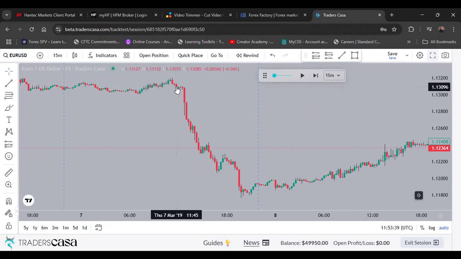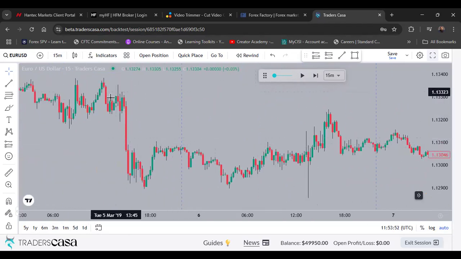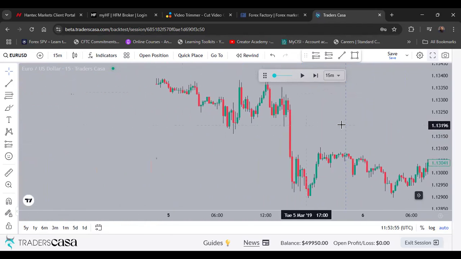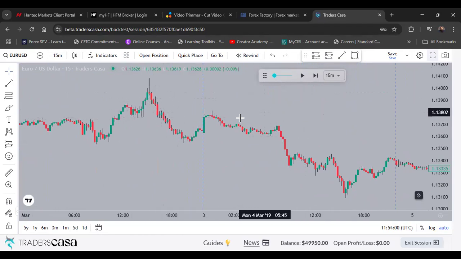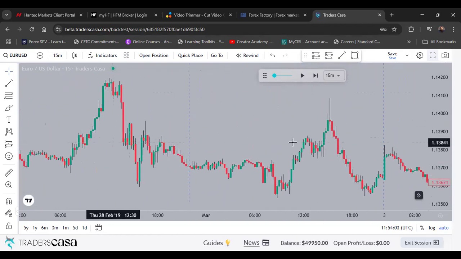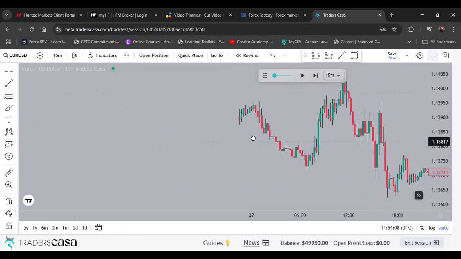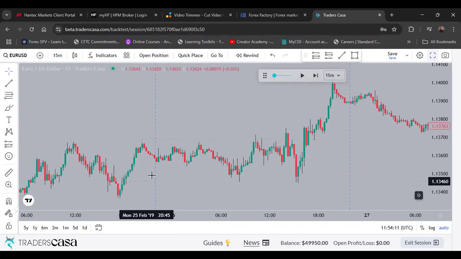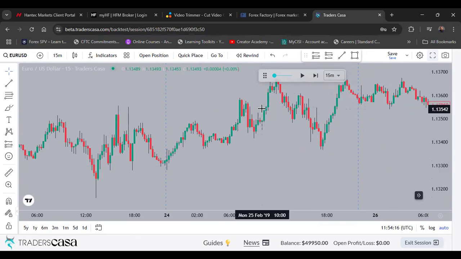So the market can be on a bearish trend. When the market is going down, it is on a bearish trend. So here we had a bearish trend. And when the market moves up, we call it a bullish trend. So here we had a bullish trend.